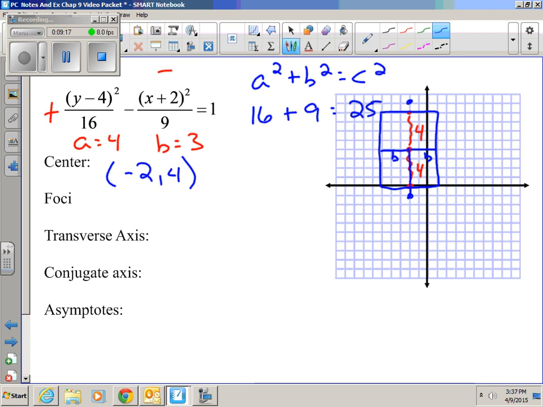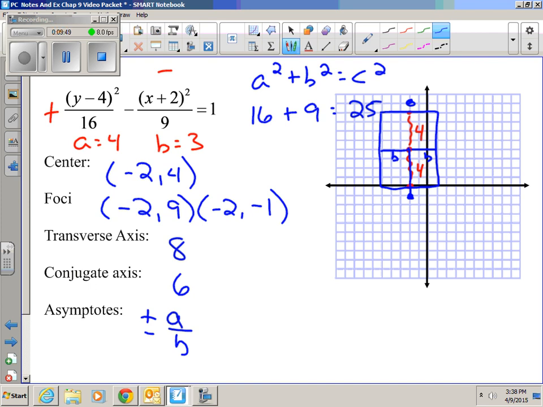So our foci are at the ordered pairs negative 2, comma 4 plus 5 is 9, and negative 2, comma 4 minus 5 is negative 1. Here are my two points. My transverse axis has a total length of 2a, which is 8. My conjugate axis has a total length of 2b, which is 6. And my asymptotes are going to have slopes of, in this case, a over b, because a was the vertical and b is the horizontal. So our slopes are plus or minus 4/3. Let's draw in our asymptotes.